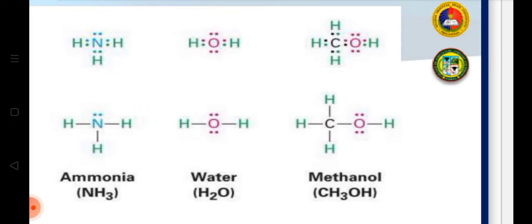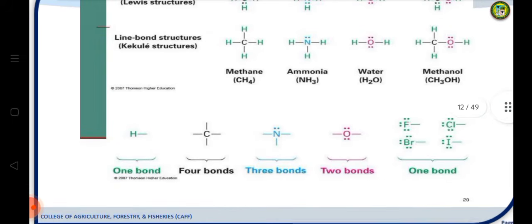Okay, let's look at the line bond structure below, the methanol. How many lines can you see? Okay, 5. There are 5 lines or 5 bonds. So meaning to say, 10 electrons are shared. Then we see that the oxygen has two pairs of non-bonding electrons.